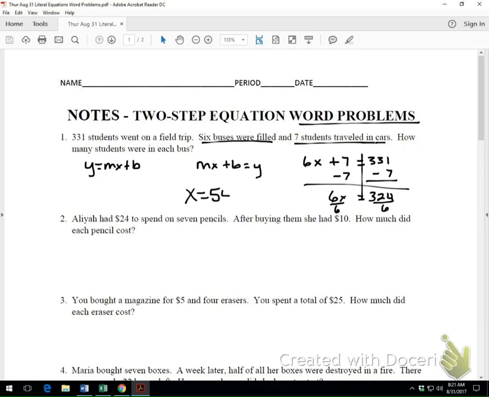54? Yeah. So what does that 54 really mean? 54 buses? How many kids were on each bus? So you had 54 kids on each bus. Now, if you're at that point where you don't know if that's right or wrong, go 54 times 6. So that's 324 kids. And then there were 7 kids that rode in the car, so you add 7 kids. And does this total match up with that total? Yeah. Okay? Pretty simple.